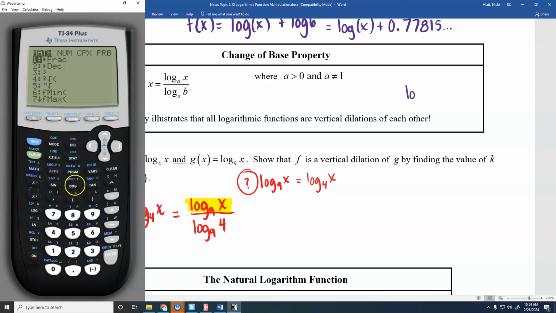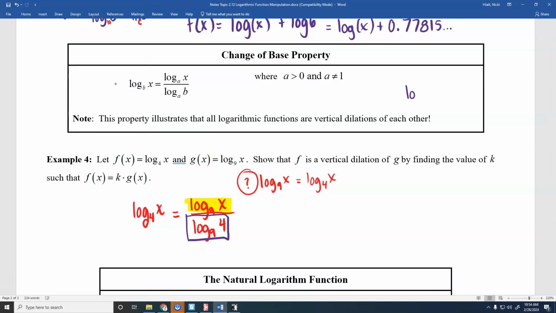Like if you want to use the math button and do that log base, I could type in log base 9 of 4, and it gives me just a decimal, right? So this part right here is just a number, right? So would it be okay for me to write it like this? 1 over log base 9 of 4 times log base 9 of x. Is that equivalent?